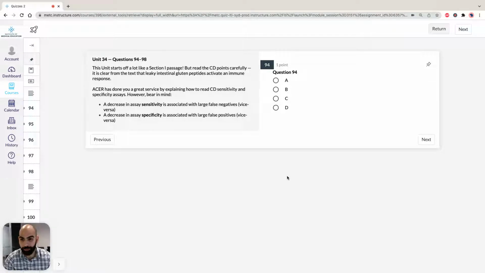For the first half, I think it's important to note that if you see something that massive in the unit or in the exam, usually you think, oh wow, it looks like a Section 1 passage, because you have to comprehend what's going on. But what I would do in this instance, if we take a look at question 94, is just look at the options available for the answers.